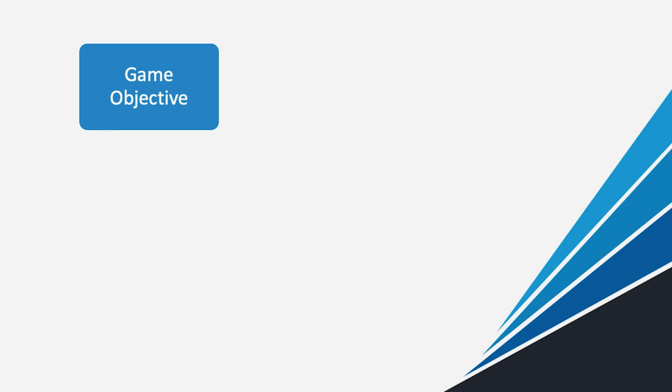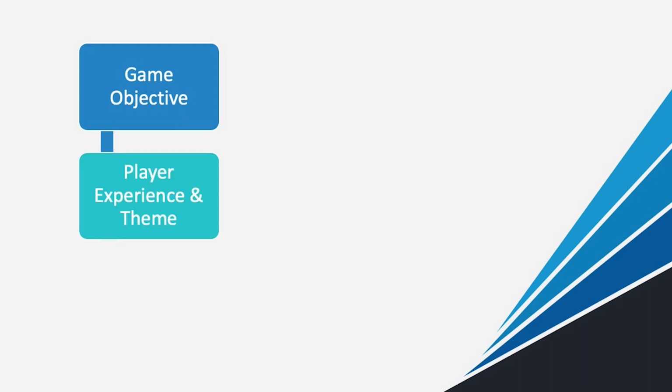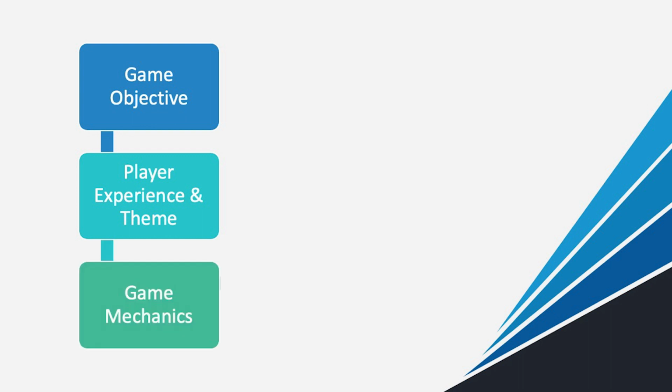Let's do a quick recap. How do you design a game? Firstly, you need to have a game objective. What is the game about? Secondly, what is the gameplay experience that people would feel, and what is the theme that gets them into the game? Thirdly, what are the rules, the game mechanics, that determine how they play the game and how they win the game?